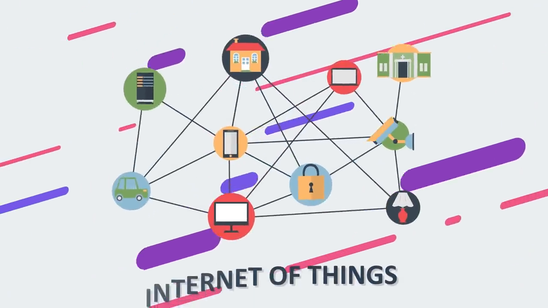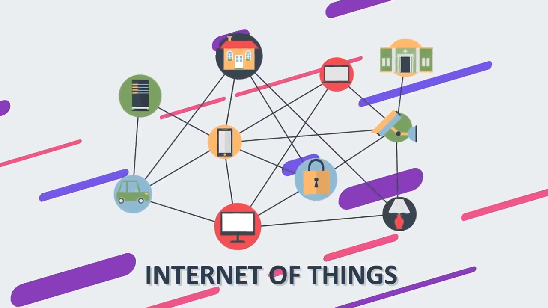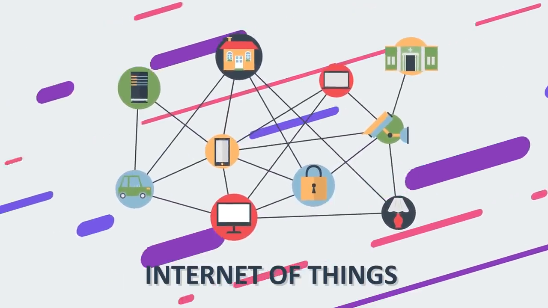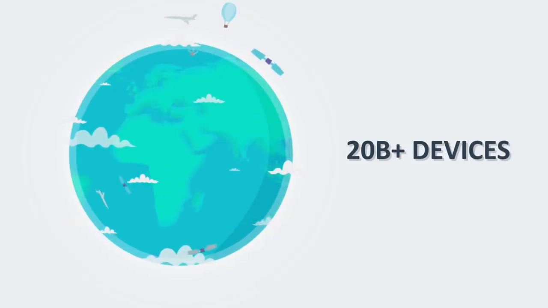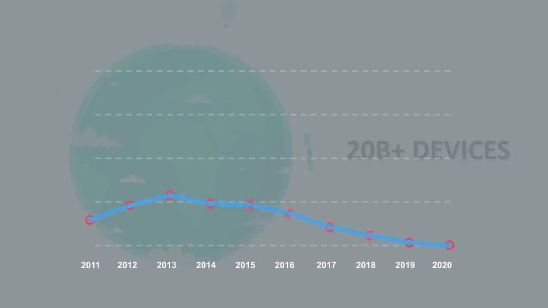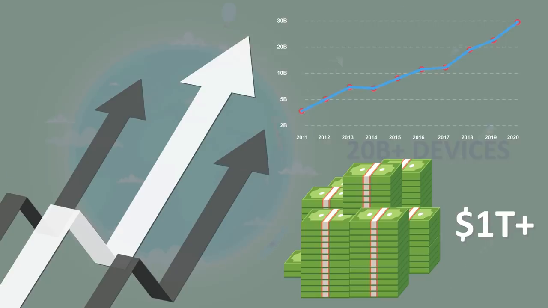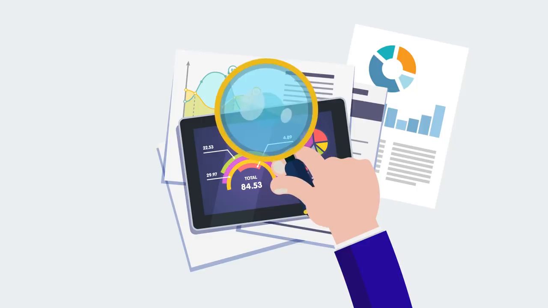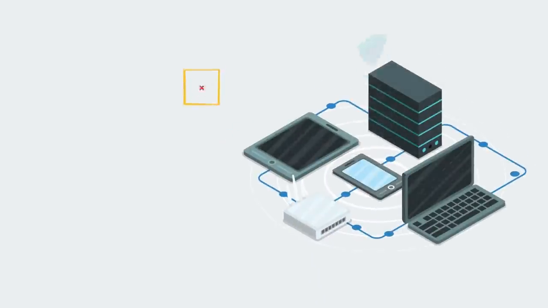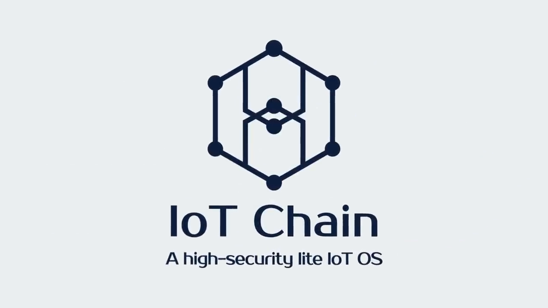The Internet of Things, or IoT, describes the interconnection of computers and everyday objects that allows them to communicate and share data. There are over 20 billion IoT devices worldwide today. By 2020, that number is expected to grow to over 30 billion, supporting a global market in excess of $1 trillion. IoT is transforming how we integrate with technology, but security, performance, and data ownership problems continue to affect this growing industry. So what is IoT Chain?